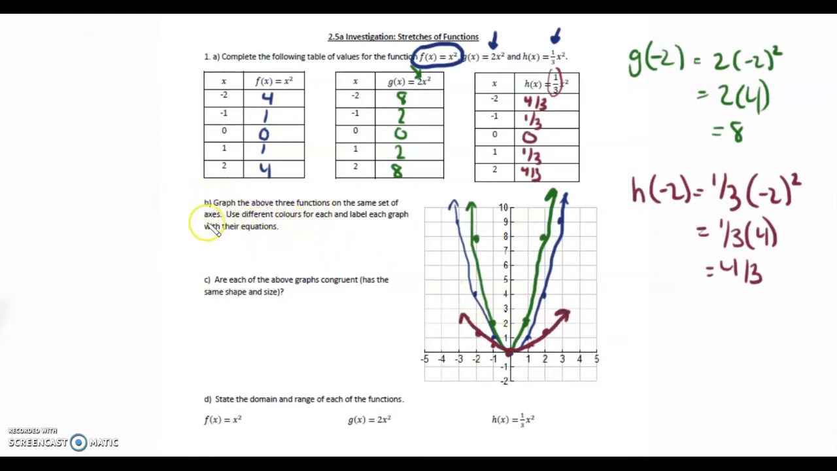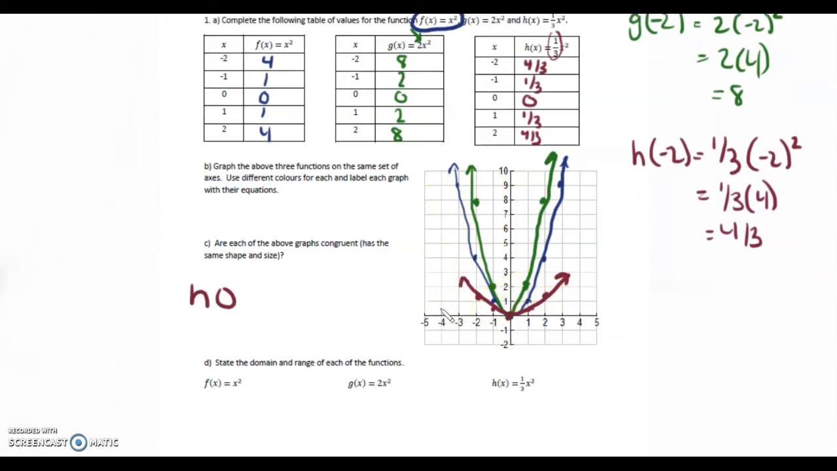B says graph the above 3 functions on the same set of axes, which is what we just did, and I used different colors to label them. Are these congruent in size? Up until now, we've seen everything is the same actual size, just shifting around or flipping over. In regards to this one, this is not the same size. So no, it's the same shape. They're all parabolas, but they're not the same size.